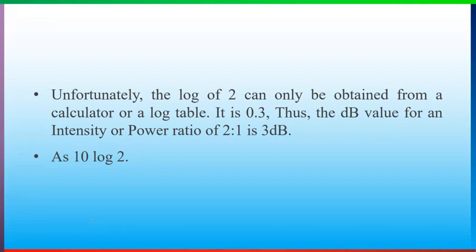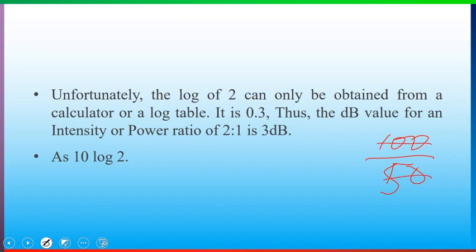So if the log of 2 is 0.3 and there is any change by a factor of 2, for example, the final intensity is 100 and initially it was 50. Sorry, initially it was 50, finally it became 100. So 100 divided by 50 is equal to 2. So this is a change by a factor of 2. We can determine the log of 2 from a calculator or from the log table, and here we have the log of 2 as 0.3.